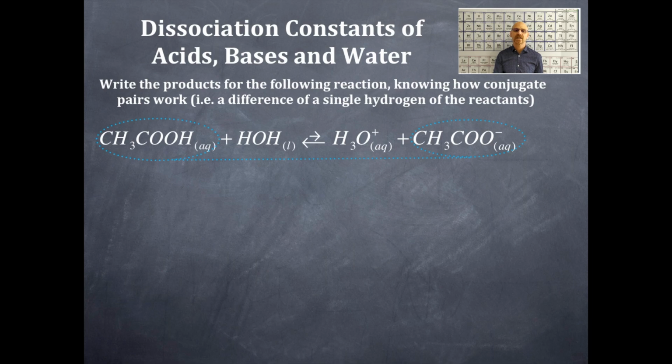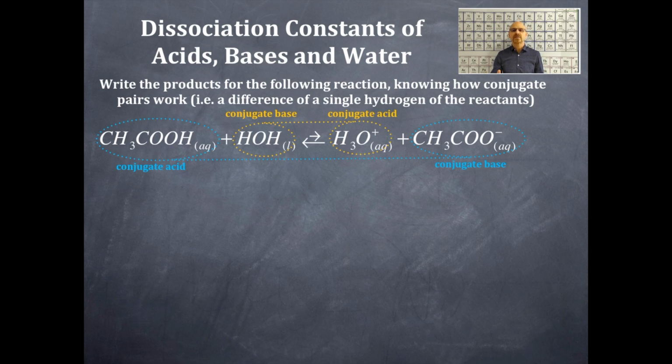The one on the reactant side is acetic acid, the one on the product side is the acetate ion. The one that has more hydrogens by one is the conjugate acid. The one that has fewer hydrogen ions is the conjugate base of the two. Then here's the other conjugate pair: water, HOH, and H3O1+, the hydronium ion. The conjugate base has one fewer hydrogen than the conjugate acid.